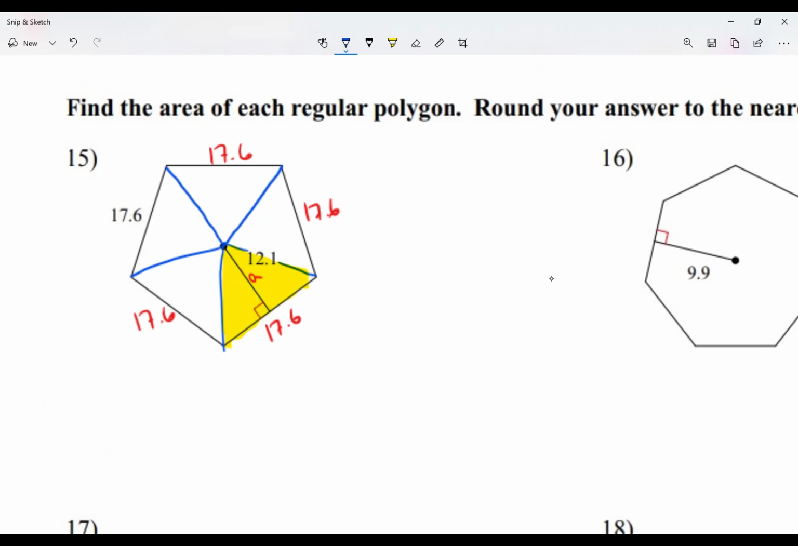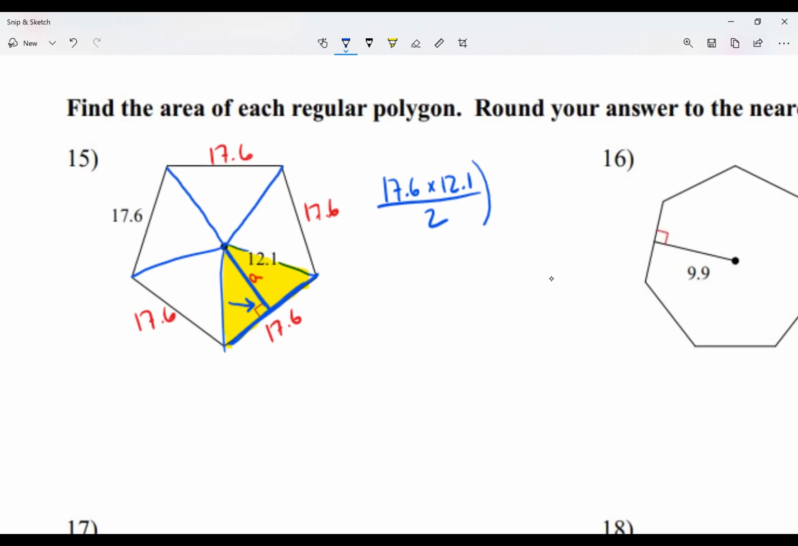Now, what do we do for a triangle? Don't I look for the 90-degree angle, which is right here? Do you guys see it? And I look at the two numbers that make the 90-degree angle, which in this case is 17.6 and 12.1. So for just this triangle that I highlighted, I'm going to go 17.6 times 12.1 and then divide it by 2. We divide it by 2 because a triangle is half of a rectangle.